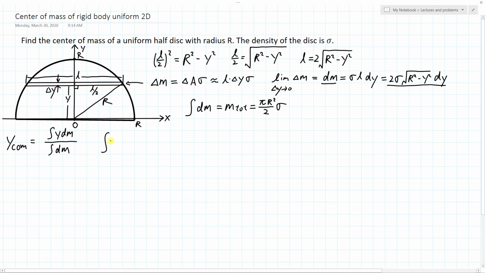So the top is y dm. We substitute this dm with this expression. So 2 sigma y square root r squared minus y squared dy. Now let's specify the limits here. So y starts from 0, you start stacking from the bottom all the way up to the r value of y. So there you go.